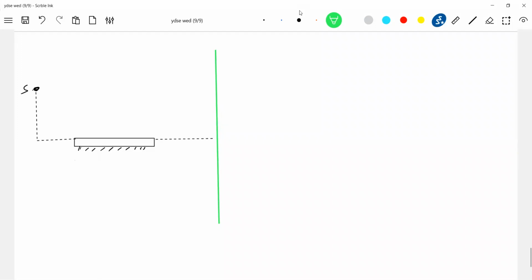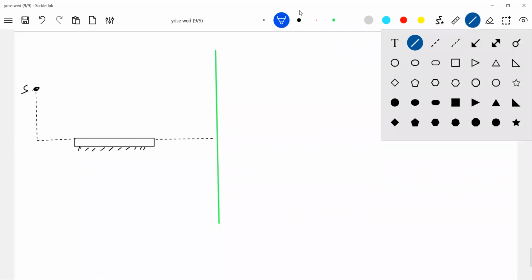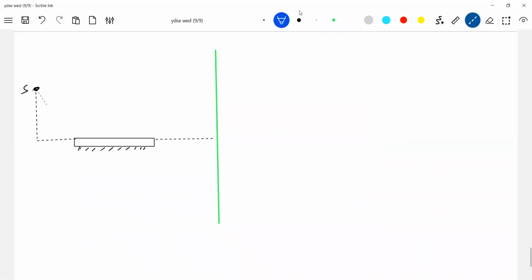So first we'll take one ray. Those who know already this, you can prepare some other numericals. If you're already aware of this concept, you work out some other numericals. This is ray 1. So this is ray 2.